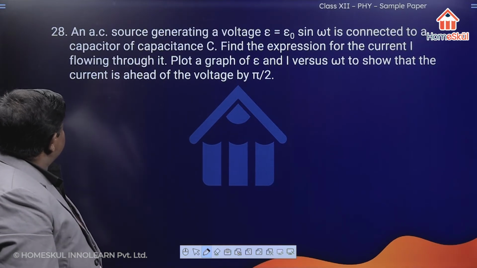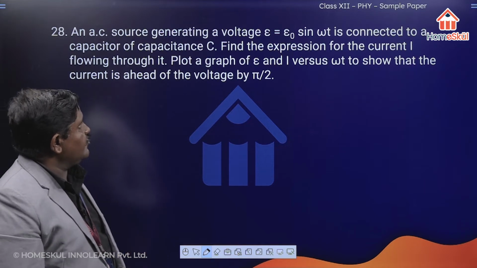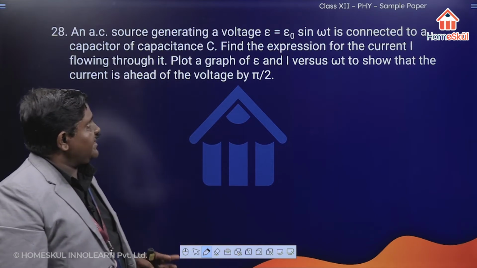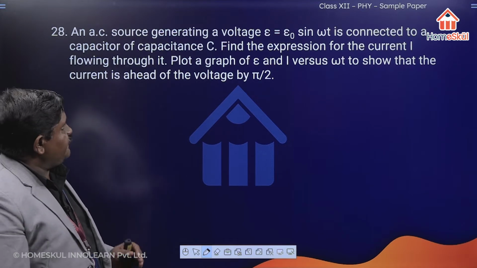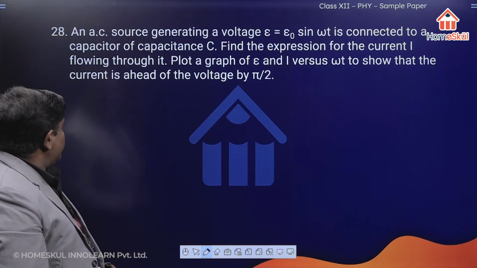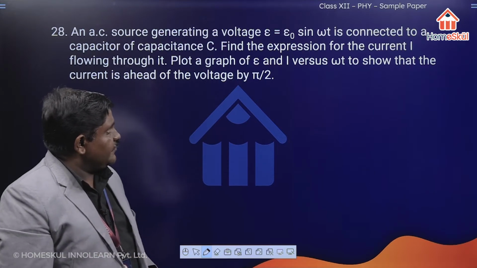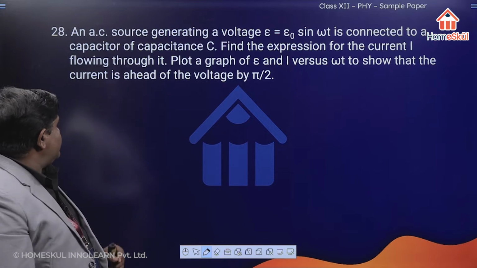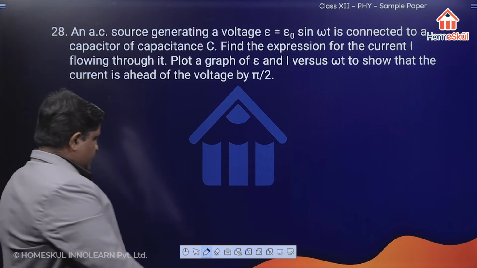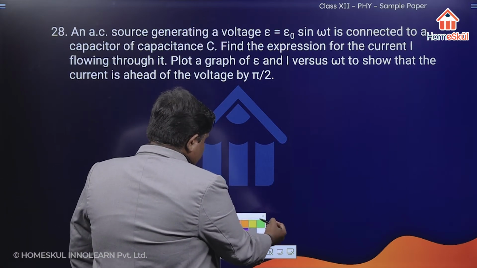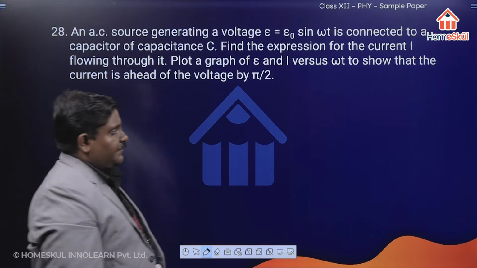That is question number 28. An AC source generating a voltage E equal to E0 sine omega t is connected to a capacitor of capacitance C. Find the expression for the current I flowing through it. Plot a graph of E and I versus omega t to show that the current is ahead of the voltage by pi by 2. So here an AC source is applied to a capacitor having capacitance C.